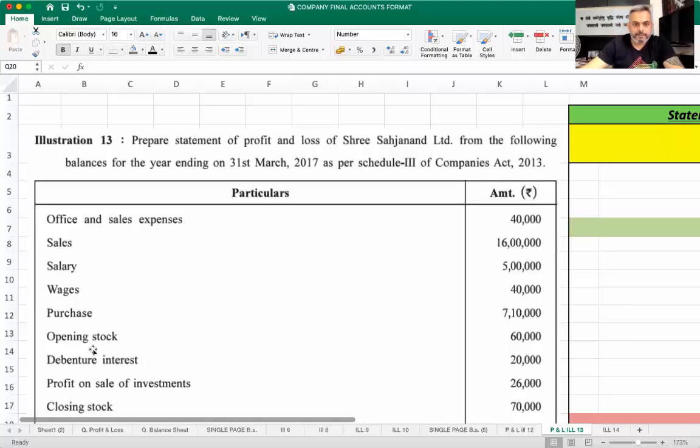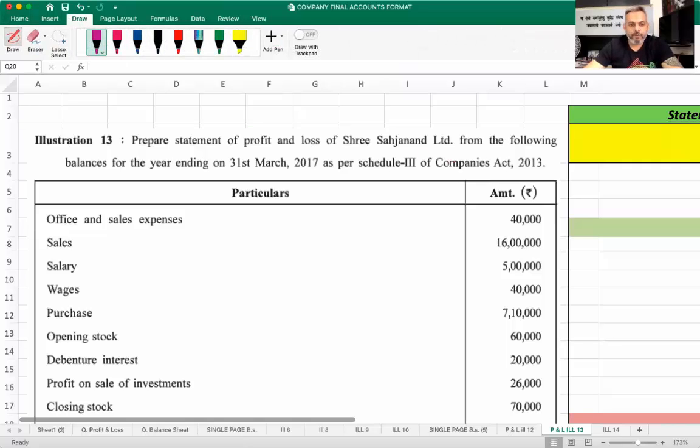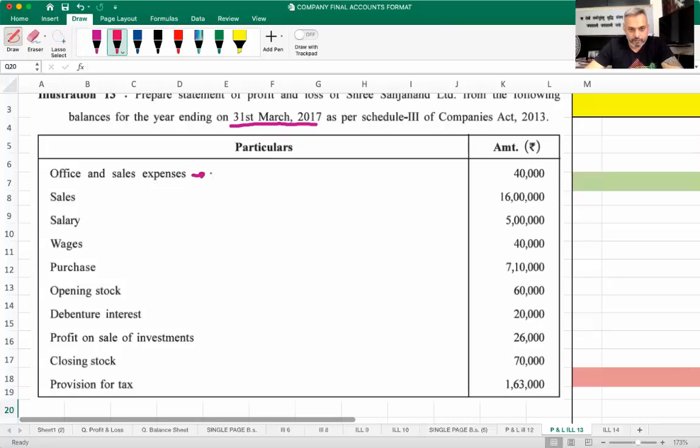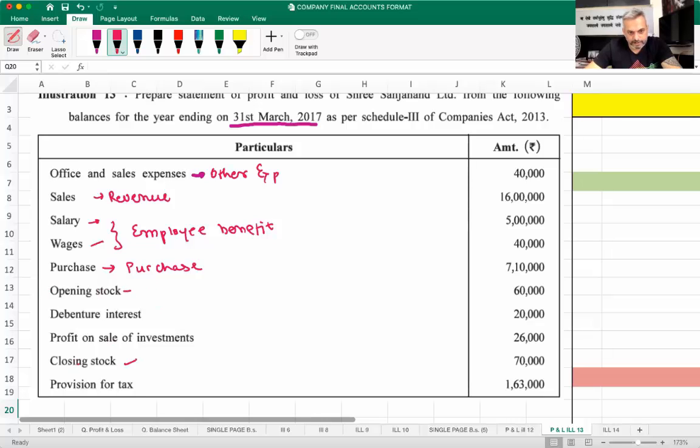So illustration 13, prepare statement of profit and loss of Shri Sajanand Limited from the following balances for the year ending 31st March 2017 as per Schedule 3 of Companies Act 2013. Now office and sales expense will go to other expense. You start writing sales, revenue from operations, I'll write revenue, salary and wages. Both will go to employee benefit. Purchases, so directly purchase will go to purchase. Now we have opening stock and we have closing stock. So we have to see the difference. Opening is 60 and closing is 70. So opening minus closing we have to take, we'll see it separately.